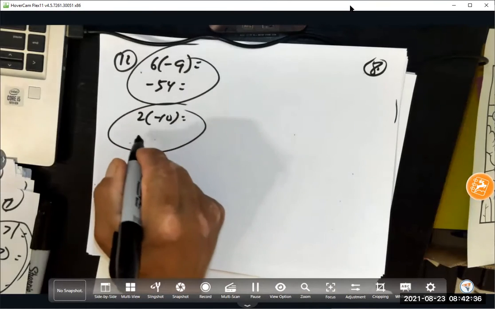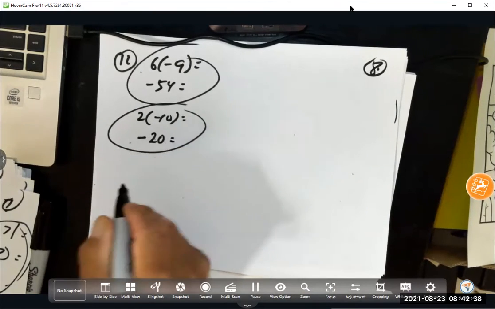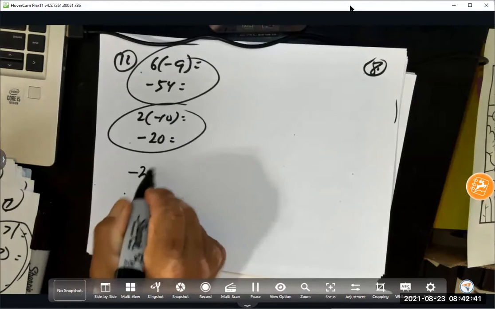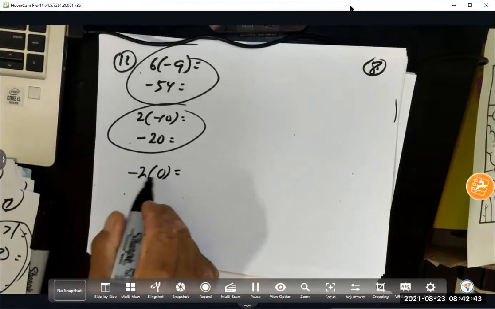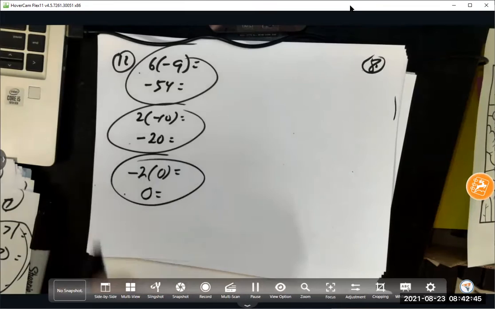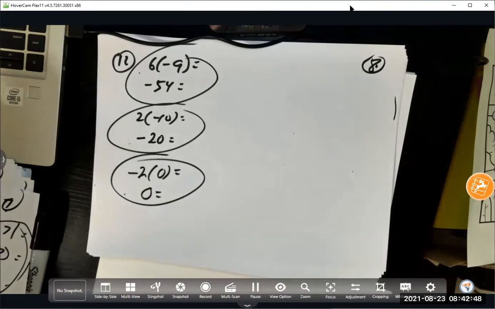Okay. Positive times negative is a negative 20. And another one, negative 2 times 0. 0 times any number is going to be 0. Is everybody okay with that last part right there?